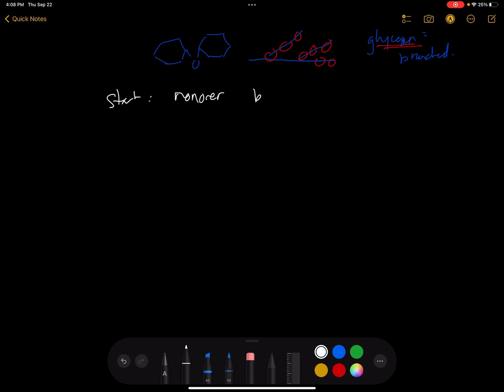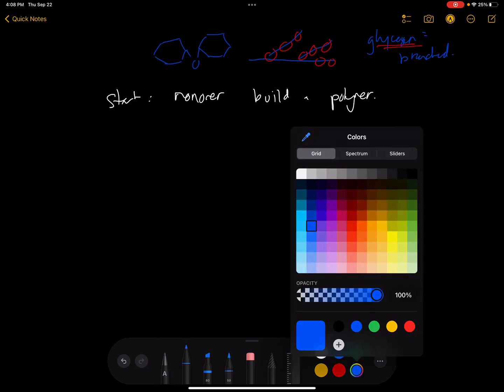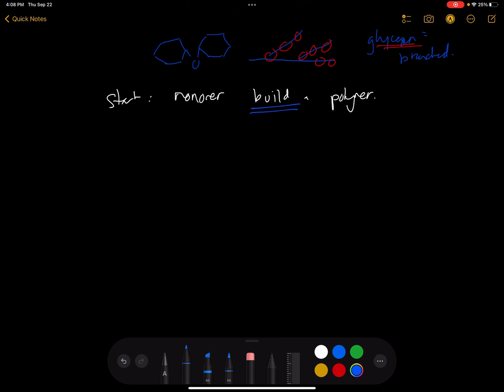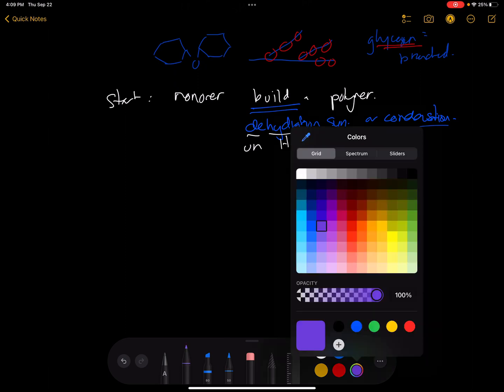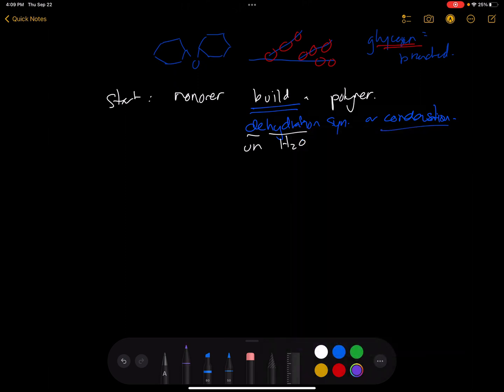And then let's build a polymer. Now, think back to our other lectures. When I build something, that means I'm going to go through dehydration synthesis, or condensation. And if I dehydrate something, that means I unwater it. I take water away.